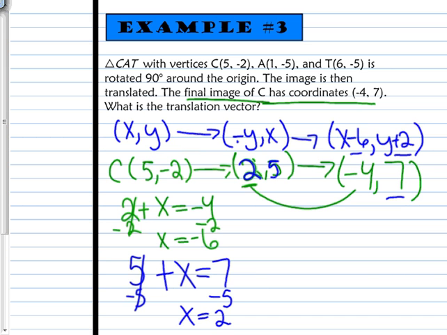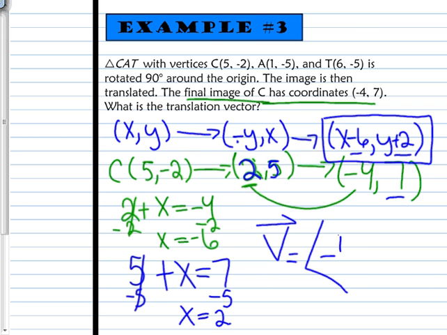So the question said, what is the translation vector? Well, here is our translation. Here's what happened, but we need to write it in vector form. So the final answer is, what do you think?